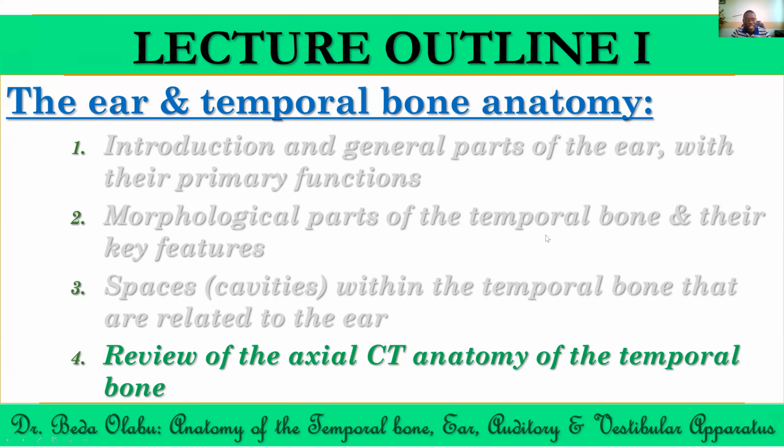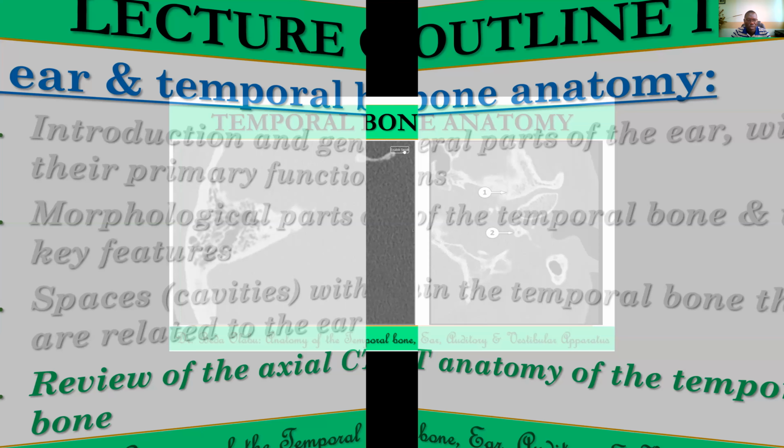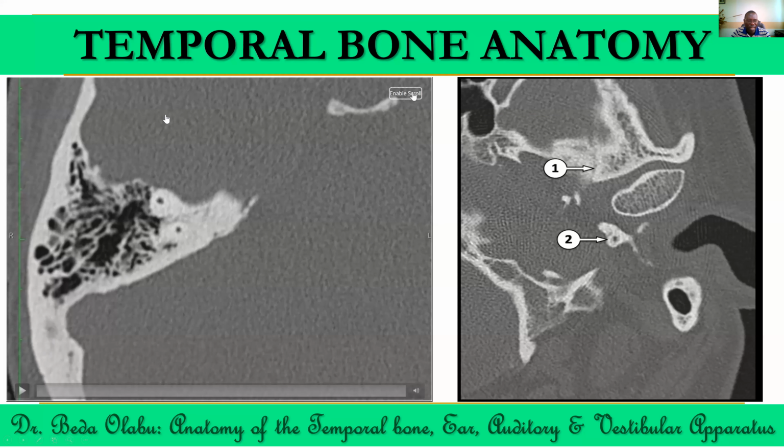Great, so that basically summarizes the anatomy that I wanted us to talk about. But as I told you, I'll show you some images of axial CT scan of the temporal bone for you to be able to appreciate the anatomy. So I'll play the first one, and you'll see the various components slowly. Then I'll give you time to try to name as much as possible on the second image. Okay, so I'm playing the first image now.